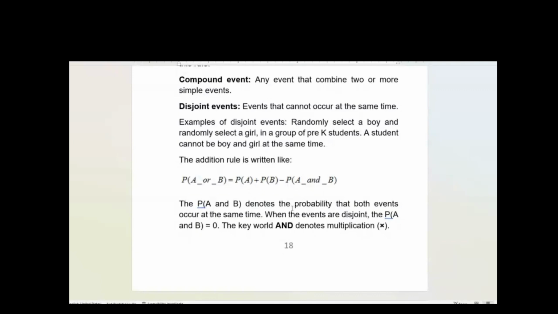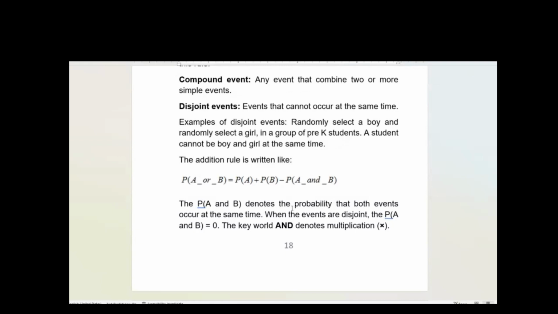Now, it's important to know that when the events are mutually exclusive events, the probability of A and B will be 0. So when they are disjoint events, the probability of A and B is 0. This formula can then be reduced to the probability of A plus the probability of B, if the events are disjoint or mutually exclusive events.